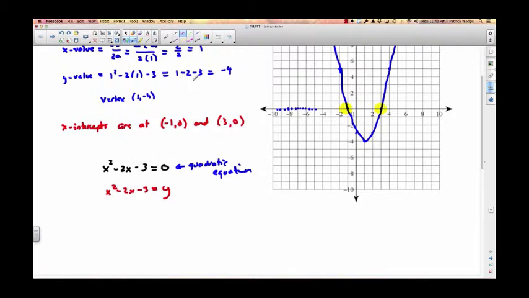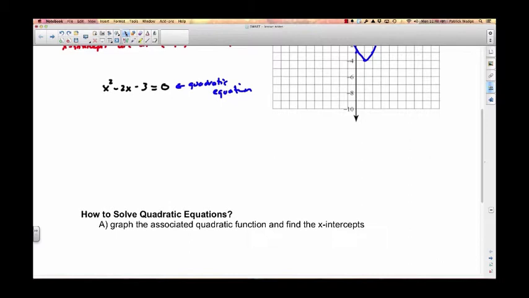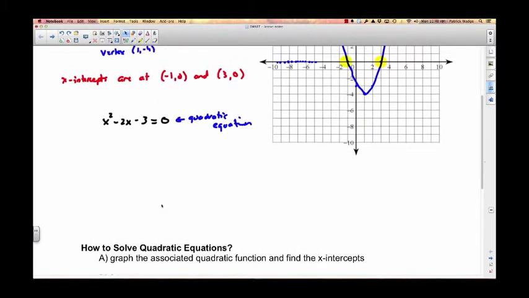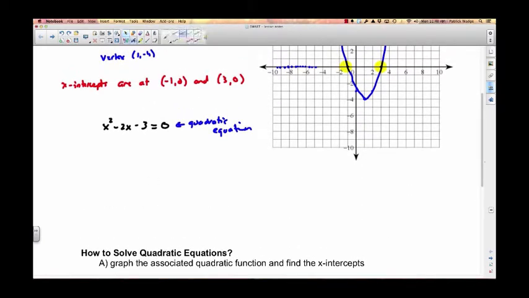That's one way you could do it. The other way you could do it, and believe me, this will be the way you usually do this, is by factoring. So let's try that. Let's try factoring this quadratic equation right here. So this is a simple trinomial, and this is the thing we've already done before.